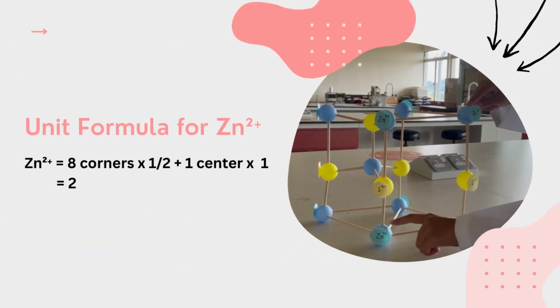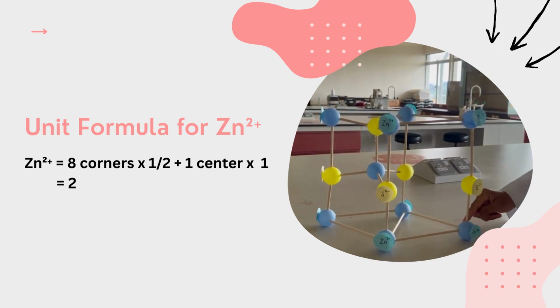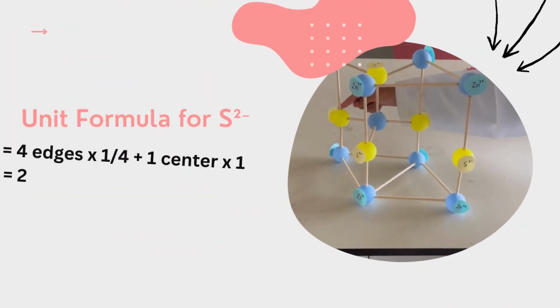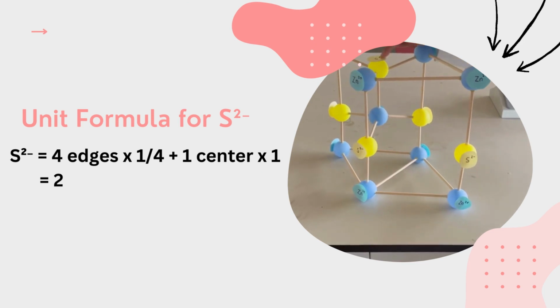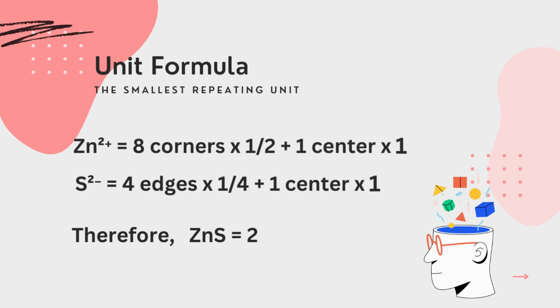Next is the unit cell for Zn2+. There are 8 atoms at the corners of the HCP and 1 at the center, giving the answer of 2 per unit cell. For S2-, there are 4 atoms at the edges and 1 atom at the center, giving the answer of 2. So this is the overall calculation for the unit cell. For Zn2+, the unit cell is 2. For S2-, the unit cell is also 2, giving an overall unit cell of 2.